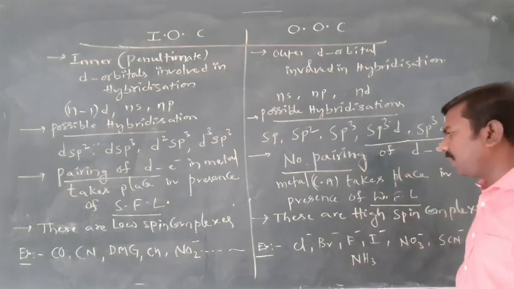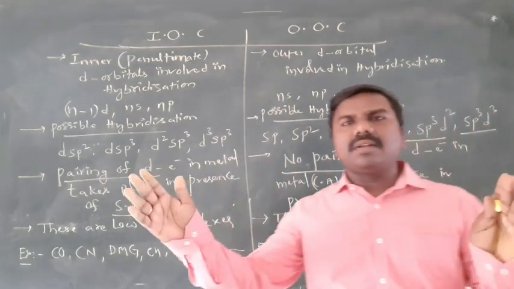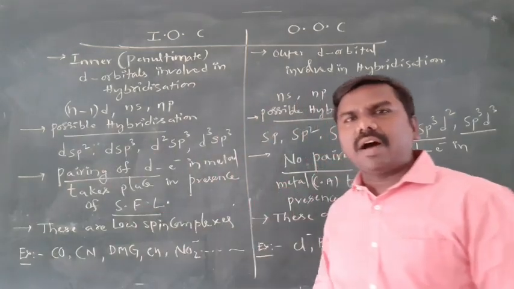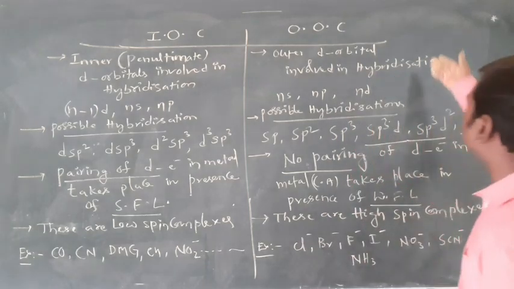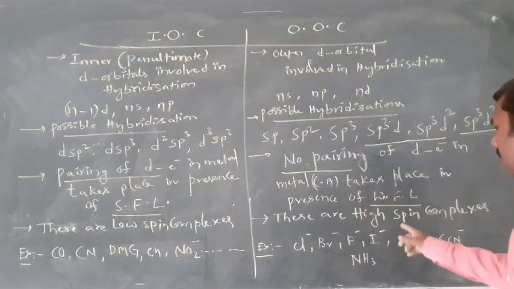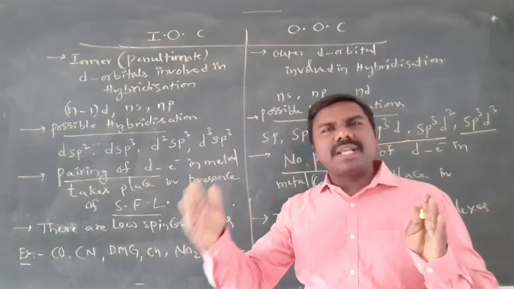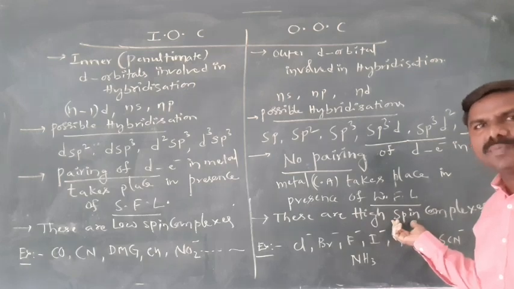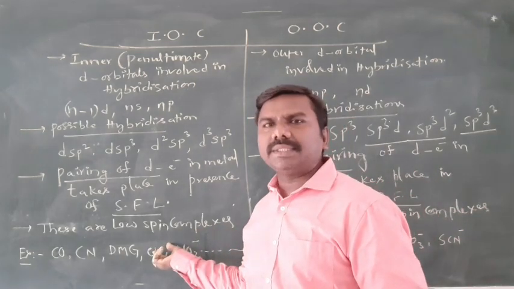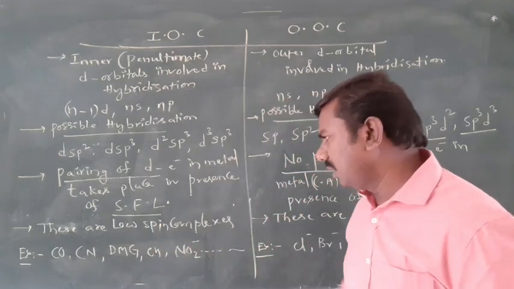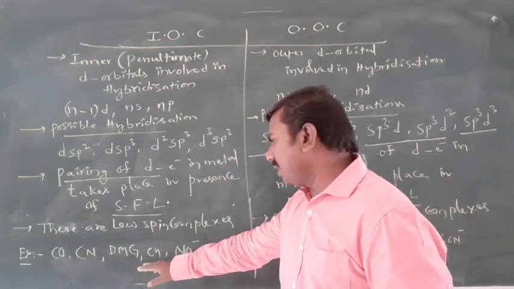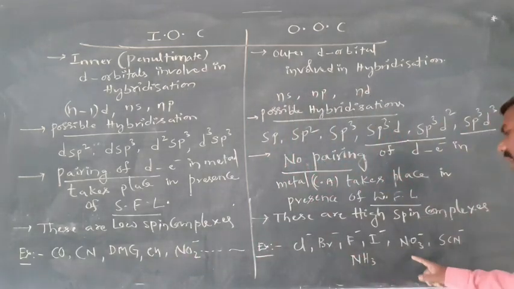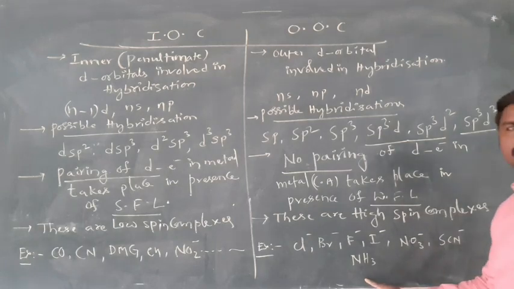So no pairing takes place. No pairing means all orbitals have single electrons, which will not be involved in hybridization. So outer orbitals are involved in the hybridization. All are unpaired electrons, meaning plus half, plus half, plus half. Obviously spin will be increased: high spin complex, spin free complex; and low spin complex, spin paired complex. Already written. Examples: CO, CN, dimethyl glyoxime, en, NO2, ethylene diamine. Then halogens, NO3, SCN minus, NH3.